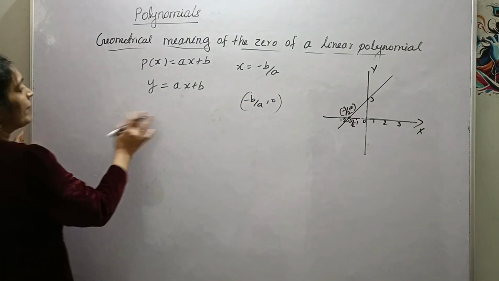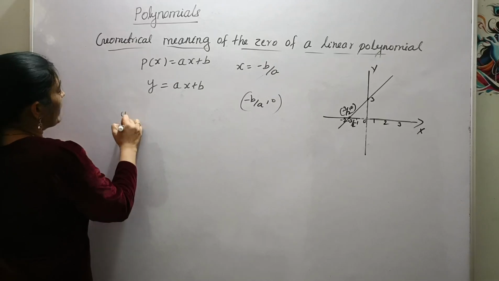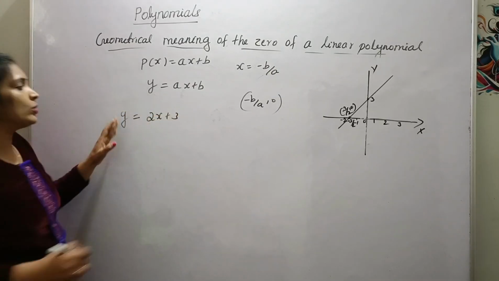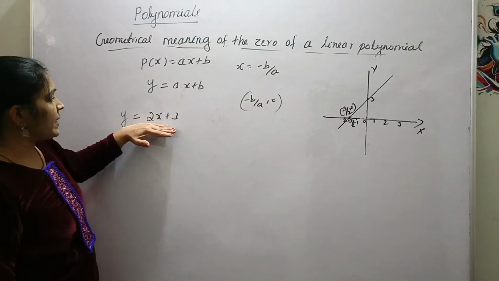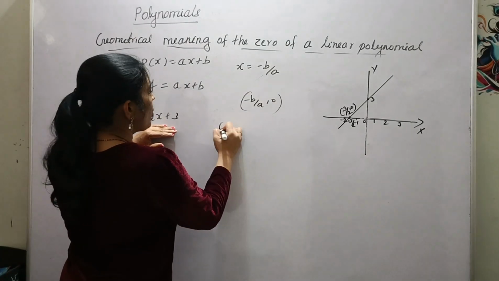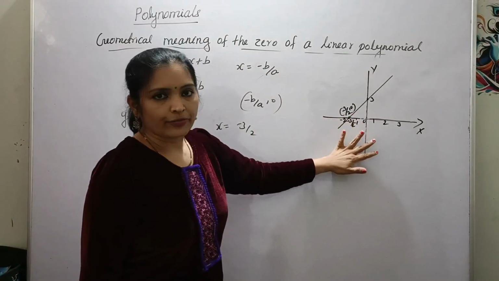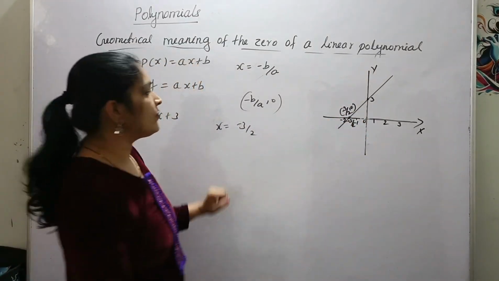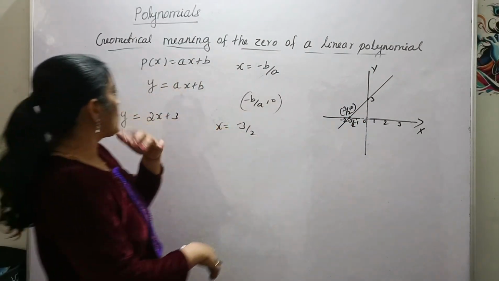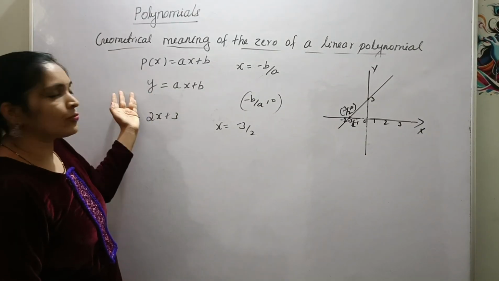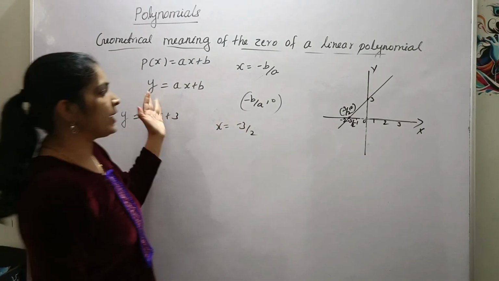Another example, let's take y is equal to, or p of x is equal to 2x plus 3. Y is equal to 2x plus 3. See here, what is the zero? X is equal to minus 3 by 2. See, it is the graph. First of all, you draw the graph. Here first of all substitute x is equal to 0. What will you get for y? Then put y is equal to 0. What will we get for x?